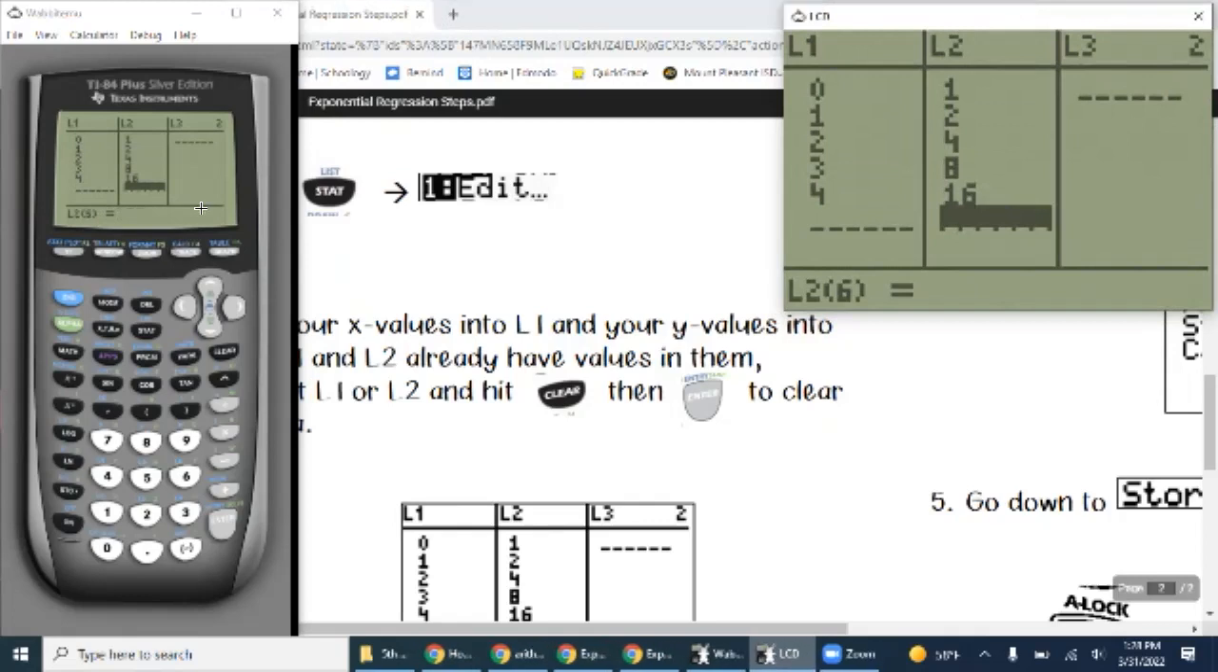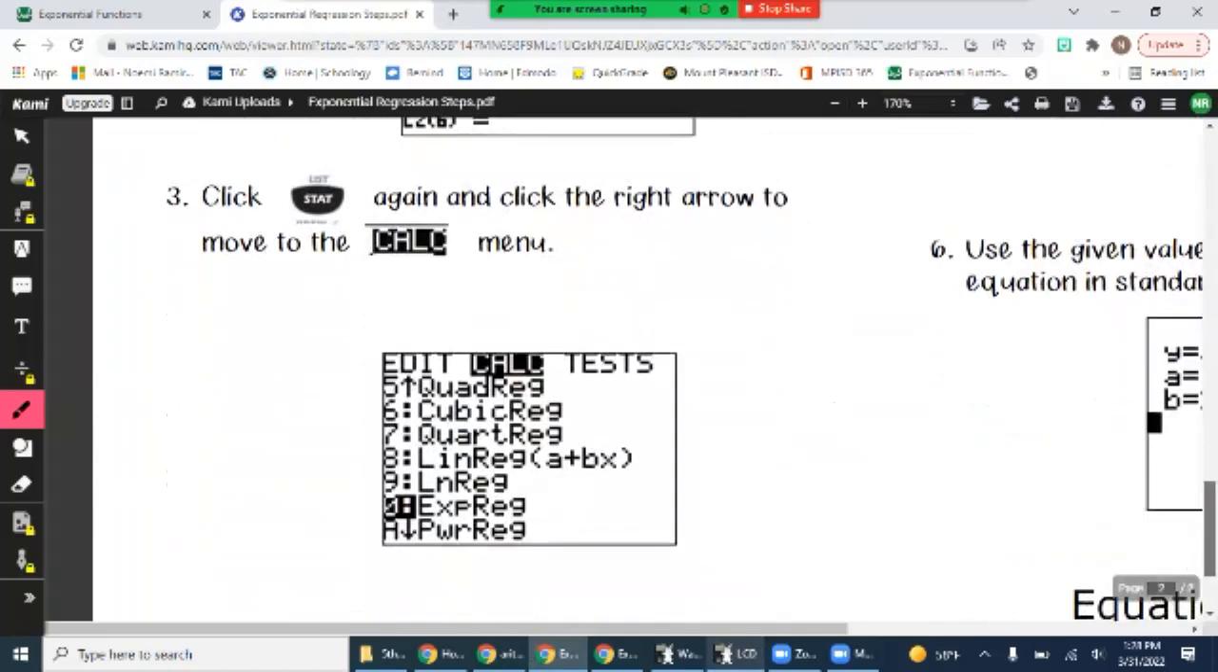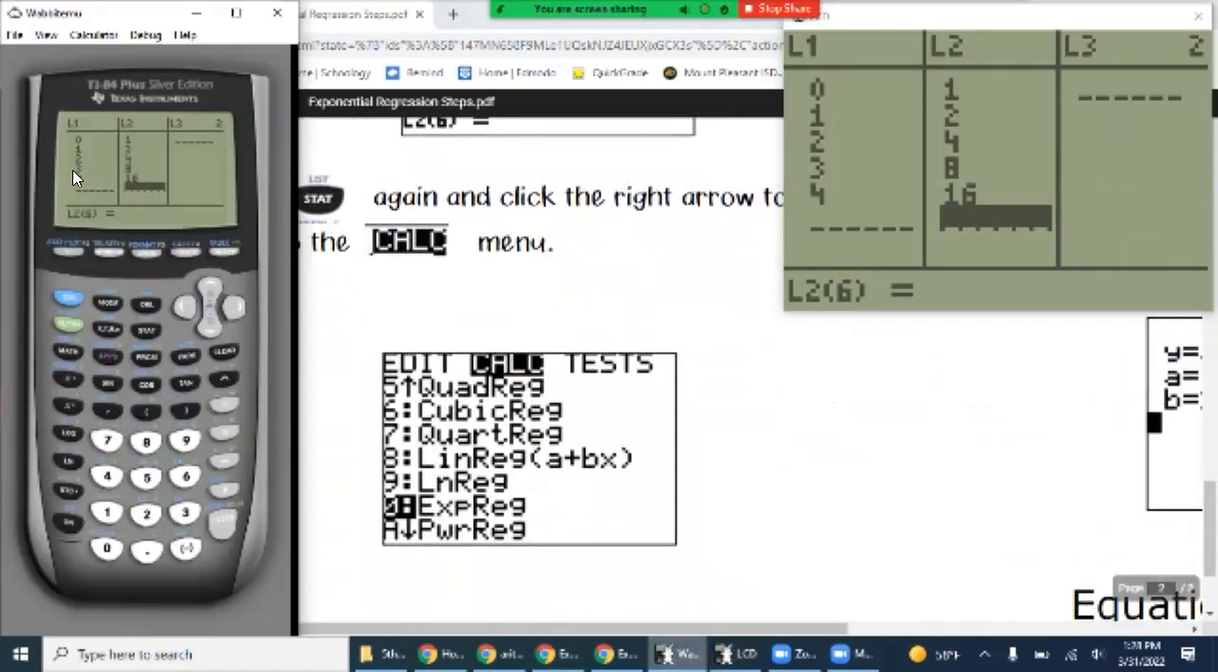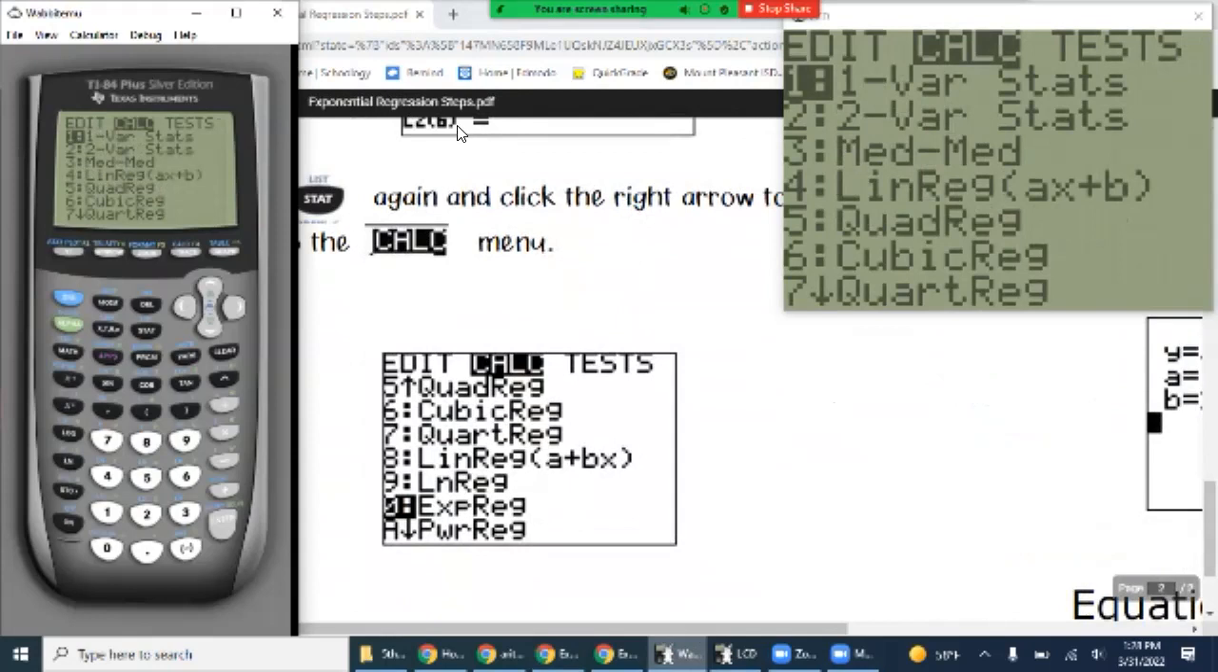After you put your numbers in, step number, what is it? Step number 3, click stat again. It does say again, click stat again. Scroll over, use the right arrow to go over to calculate. You should be in this screen. In this screen, once again, I just went over it. We've already learned how to use 4 for straight lines, 5 quadratic, you have parabolas or an x squared in it.